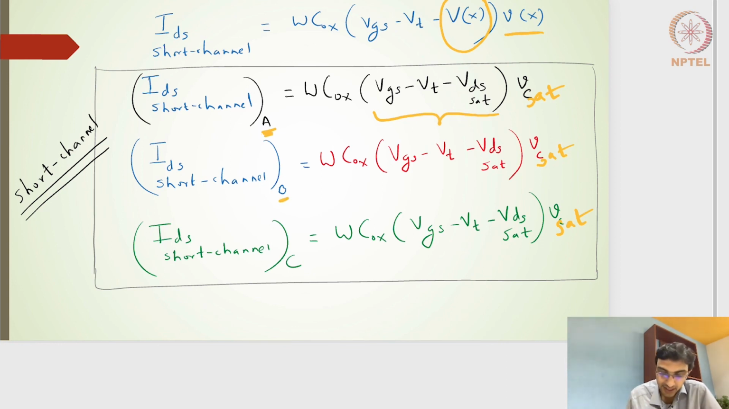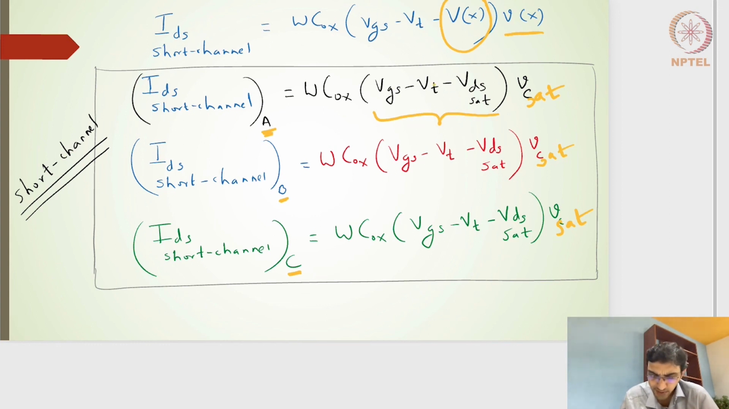B point is where it is VGS minus VT. C is the point where it is VC. But point A is where VDS saturation is nothing but the parallel combination of VC and VGS minus VT. Once it attains point A, B and C are all the same value. So the current actually attains the saturation value.